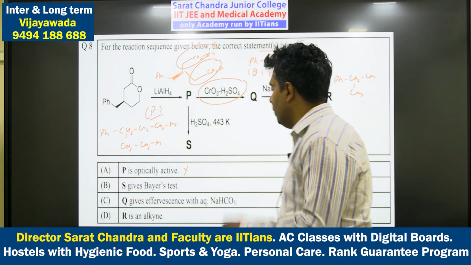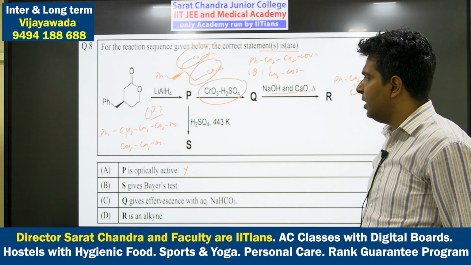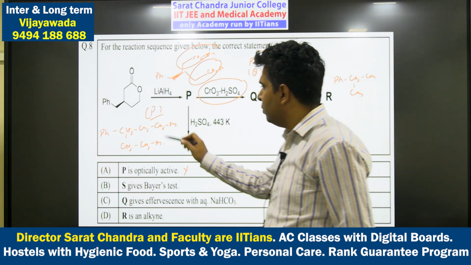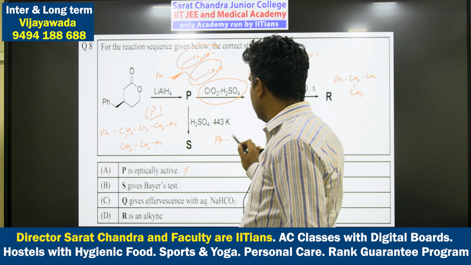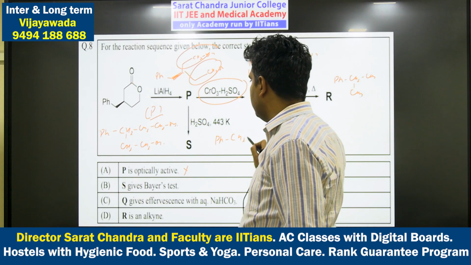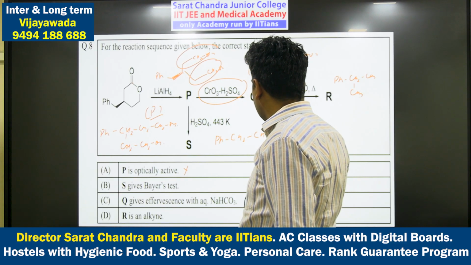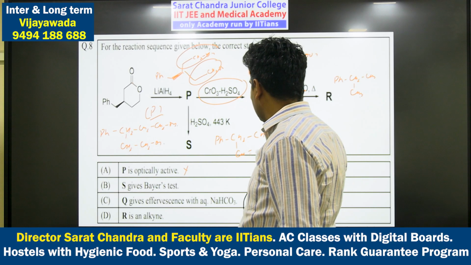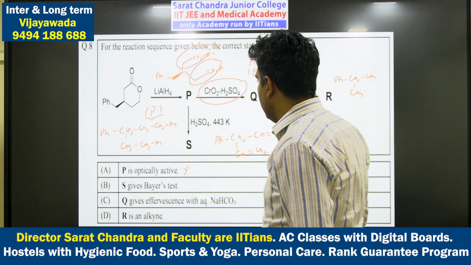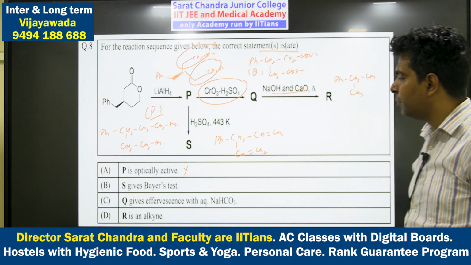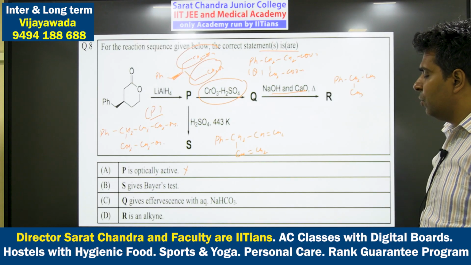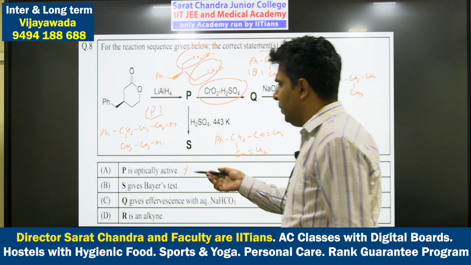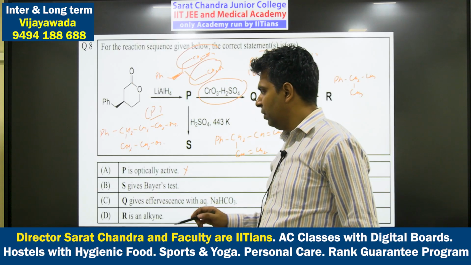Now P with sulfuric acid. Sulfuric acid will cause dehydration, and dehydration of alcohols will give me an alkene. So an alkene will be formed. So option A is incorrect. P is optically inactive, so A is incorrect.